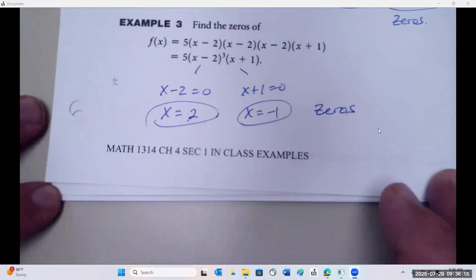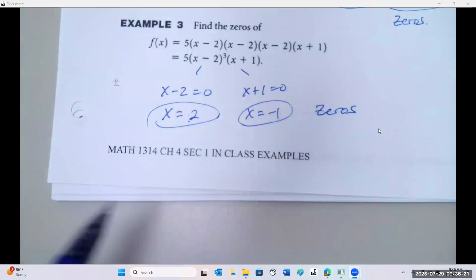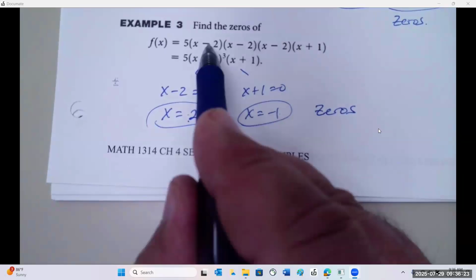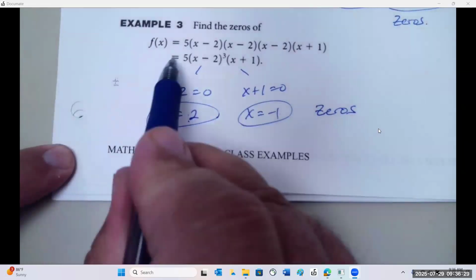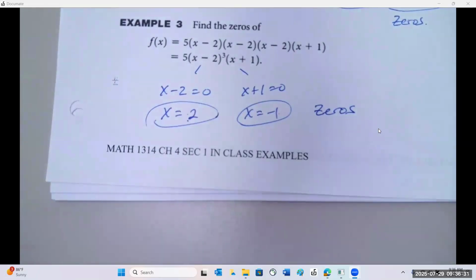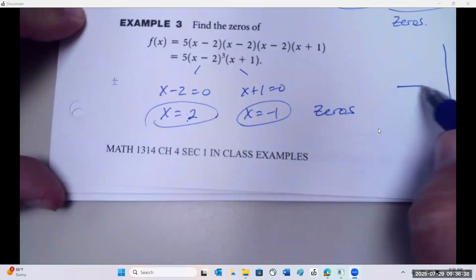So the question you should ask: what's the difference between these two? Nothing. This first line and the second line, there's nothing different, just the way they look. The second one is a lot easier to determine what's going on. What would the graph of this function look like?